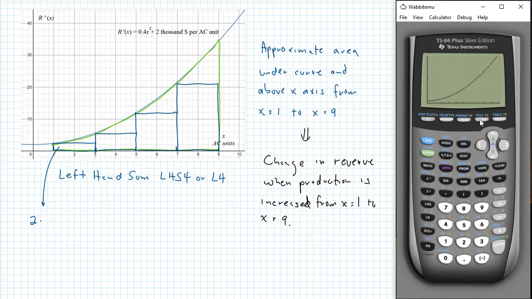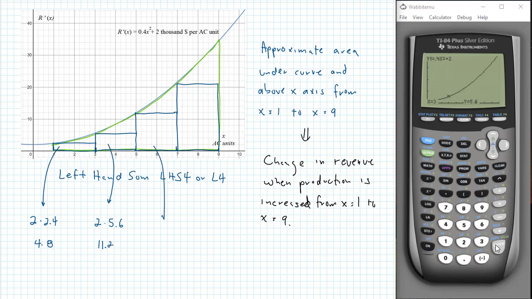But the bonus is now I can hit the trace button, and I know to get the height of that rectangle, I need to put 1 into this function. So let me just trace to 1. Its height must be 2.4. So this rectangle is going to have an area of 4.8. Now let's do the same thing for the next one. It also has a width of 2, but its height comes from putting 3 into the function. So let me trace to 3. And that has a height of 5.6. So 2 times 5.6 is 11.2.